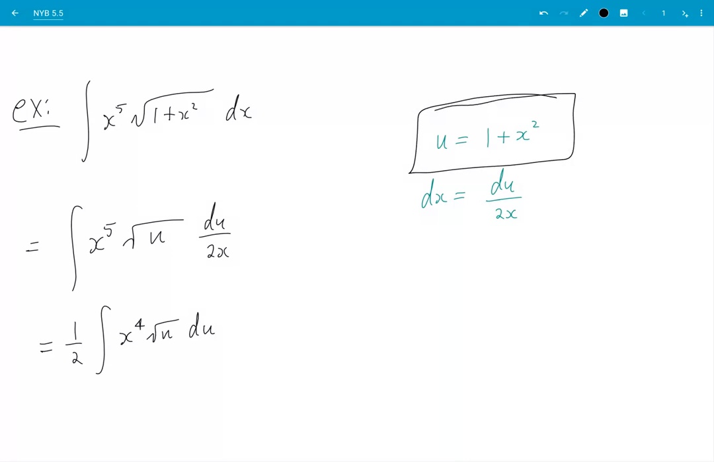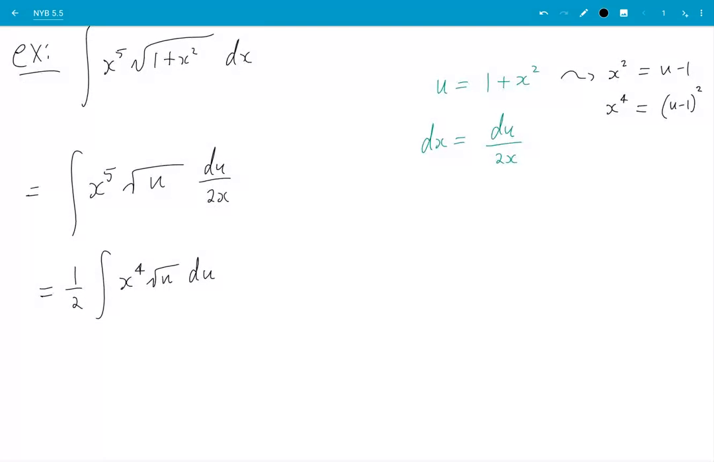Look at this equation up here. Can I use that boxed equation to make the x go away? You bet your bones. x squared is equal to u minus 1. So x to the 4 is equal to (u minus 1) squared. So I can plug that in to take away my problem of mixed variables.